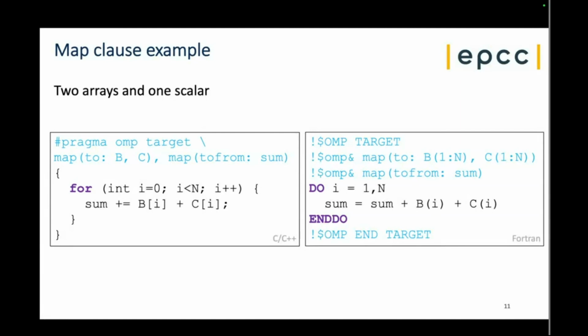So you can see here two different notations. The left is for C, C++, and the right one is for Fortran. Throughout the course, we will show examples both in C, C++, and Fortran, which are the two languages officially supported by OpenMP.